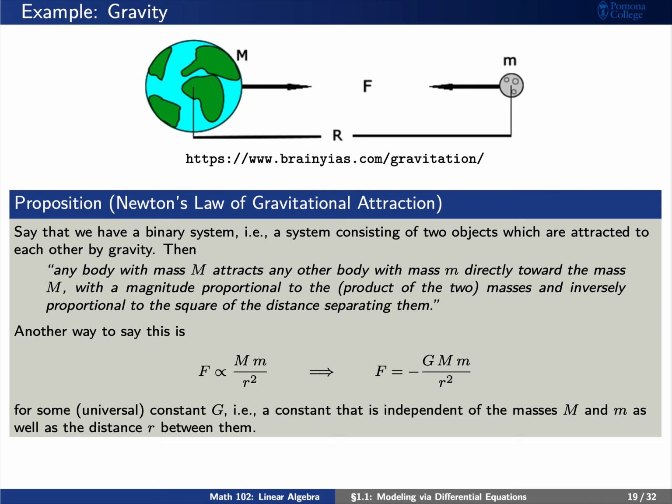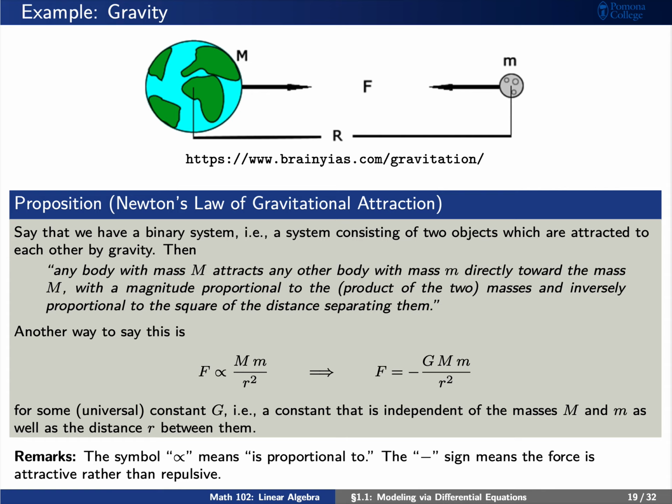This is nice and fancy in words, but let's try to write down some symbols. Another way to say this is F is proportional to the product of the masses divided by the square of the distance between them. That is, F equals negative G times capital M times lowercase m divided by r squared. Here, capital G is some universal constant that is independent of the masses capital M and lowercase m, and of course r is the distance between them.